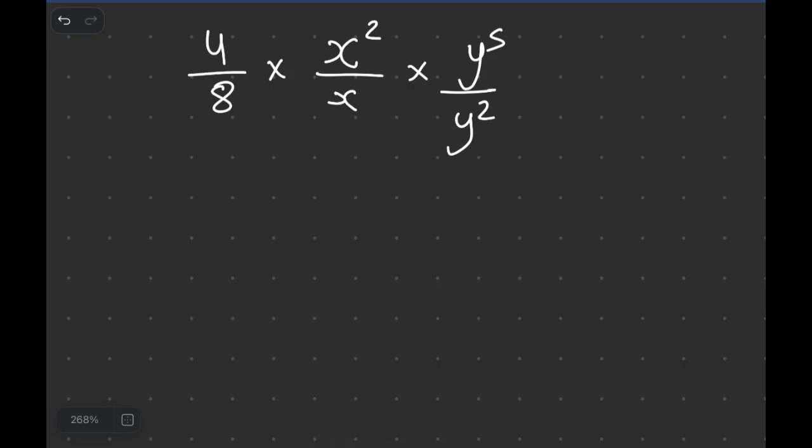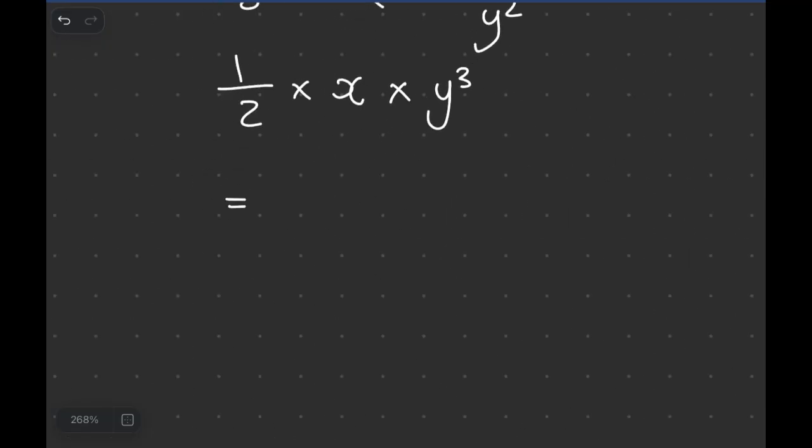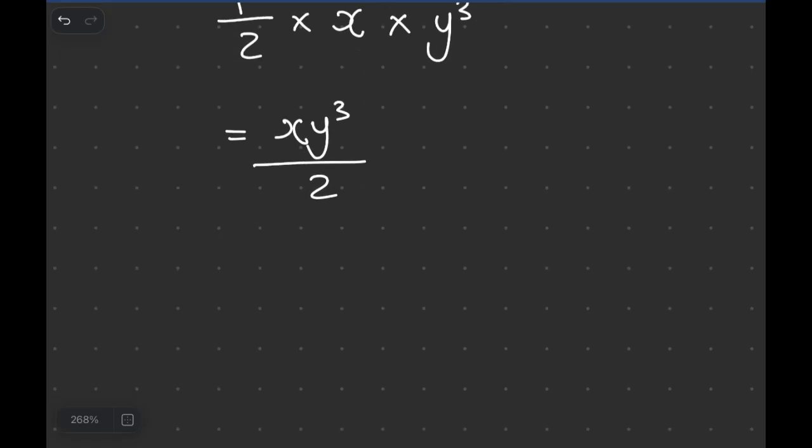4 over 8 is the same as a half, times x squared over x is x to the 2 minus 1. 1 is here, remember, so it's x, times y to the 5 divided by y squared, which is y to the 5 minus 2, which is y cubed. And just putting it together, it's xy cubed over 2. Can't simplify any further, and that's the final answer.